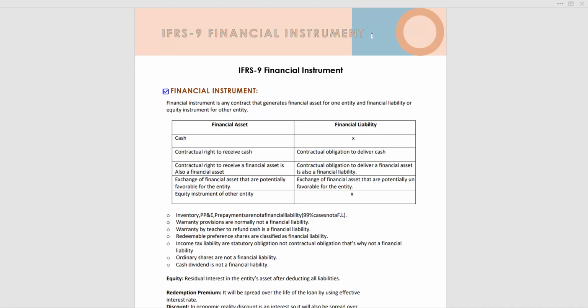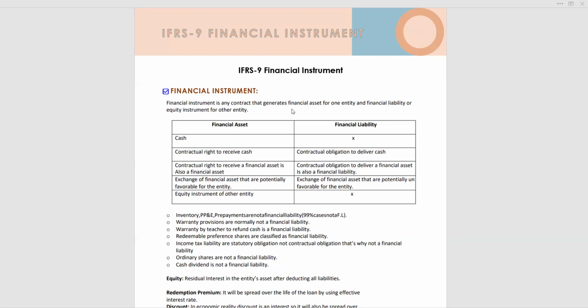So today we are going to discuss lecture number 22 of IFRS 9 Financial Instruments. I will divide this lecture into three parts. Today we will cover part 1, tomorrow we will cover part 2, and the day after tomorrow we will cover the last lecture, part 3. Let's start IFRS 9 Financial Instruments.